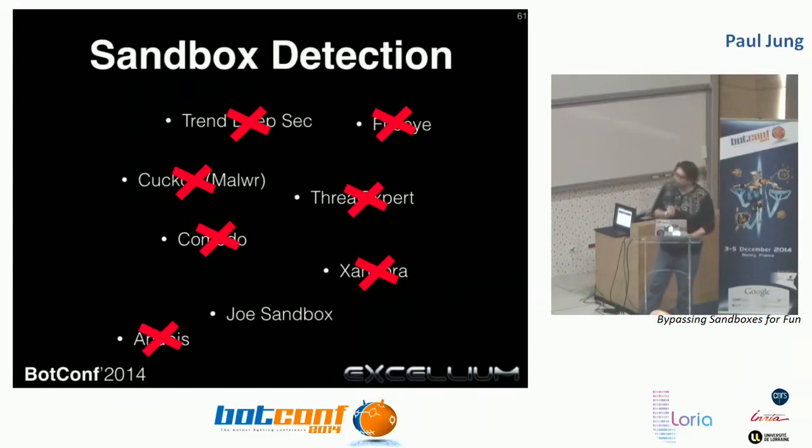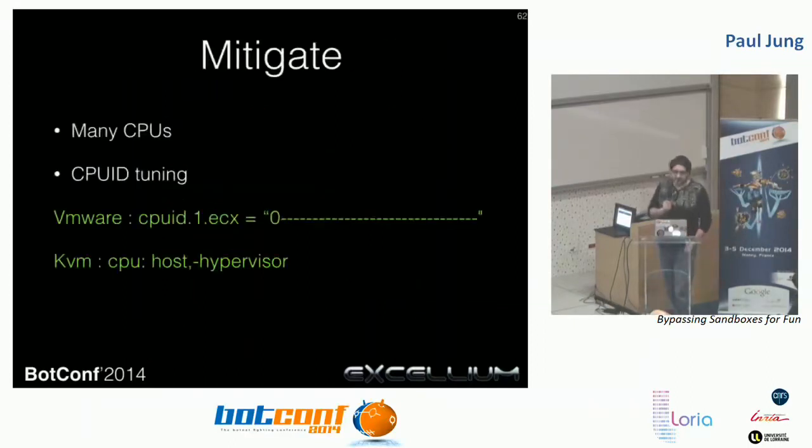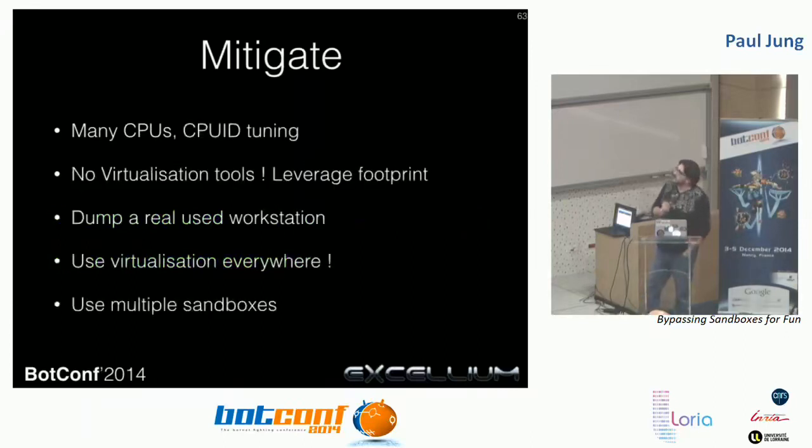To mitigate this and configure your sandboxes to have fewer detection problems, use many CPUs. And if you have the choice, for example with VMware, use many cores, not only many CPUs but many cores per CPU. You have to tune your CPUID so it doesn't tell that it's a virtualization. No virtualization tools: never install your virtualization tools. Also, if you don't modify the history, for example, of the internet browser, it could be detected. That's a problem.